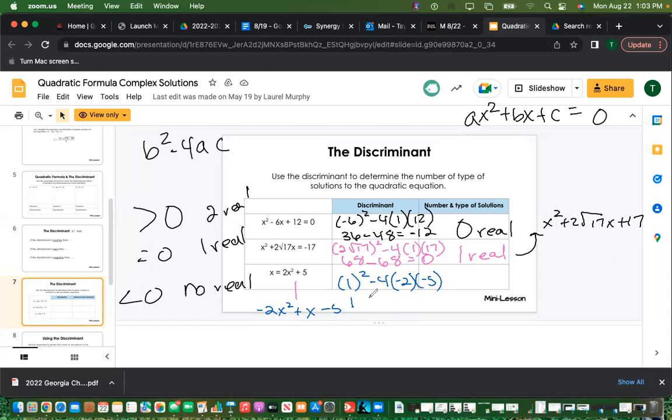So this will give us 1. -4 times -2 is going to give us a +8. 8 times -5 is going to give us -40. 1 minus 40 is going to give us -39, which is going to give us 0 real solutions.